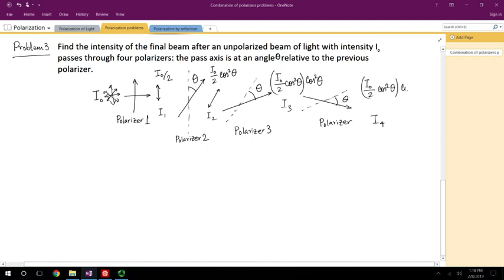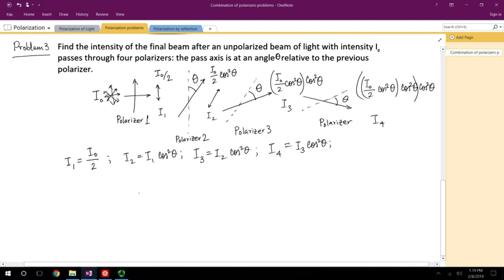So we already had this after the third polarizer. So now this entire quantity is going to get multiplied by another factor of cosine squared theta. Okay, so we can now formally write down the relationships. I1 is I naught over 2, right? I2 is equal to I1 cosine squared theta. I3 is equal to I2 multiplied by cosine squared theta. These are all just applications of Malus's law. So I4 is I3 times cosine squared theta.